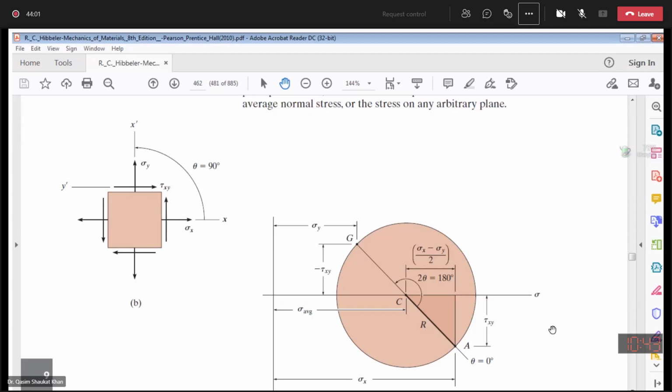Now, next thing is, I want to know the orientation of the principal planes. I want to calculate the principal stresses. I want to know the orientation of the principal planes, and I also want to know the magnitude of the principal stresses. Let me show you one figure I have. Figure 12. I think this will be more appropriate.